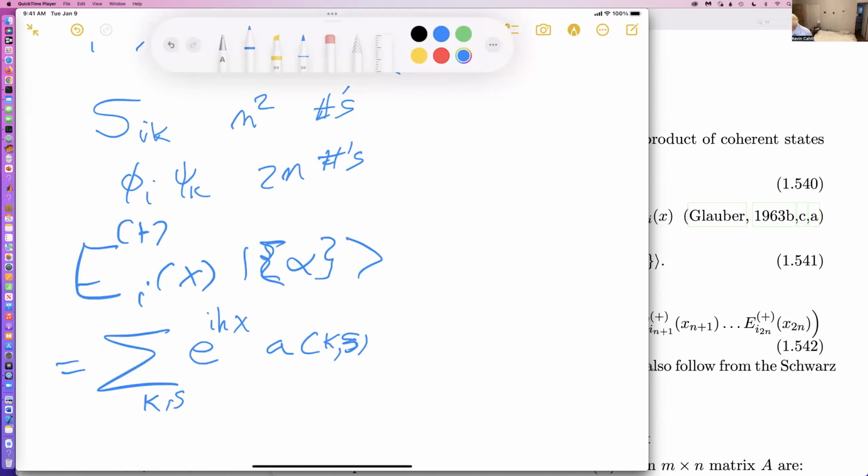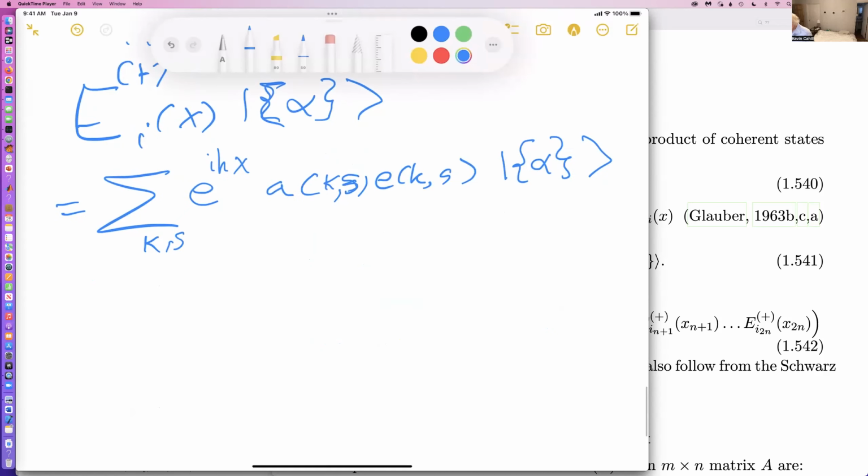And then a polarization vector, E of k and s, acting on this state alpha. But A of k and s on alpha is equal to alpha of k and s, the state alpha.